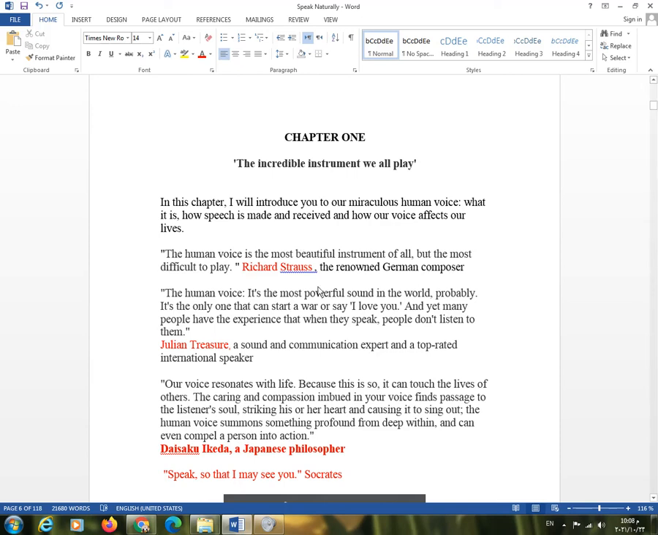And let's look at some quotes by a number of philosophers and renowned people. For example, Richard Strauss, the renowned German composer, he says that the human voice is the most beautiful instrument of all, but the most difficult to play. Here in our neck there is the factory voice, which enables us to speak many many tones, and we speak ourselves and express ourselves in order to be more expressive and to communicate better with people.